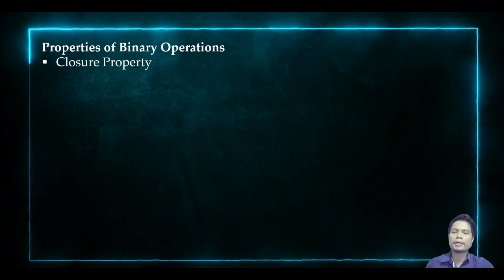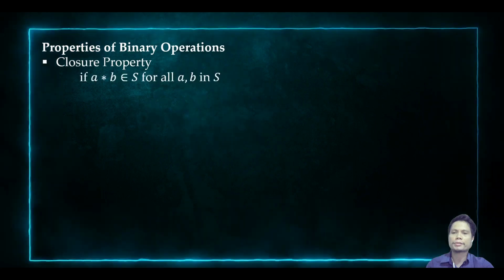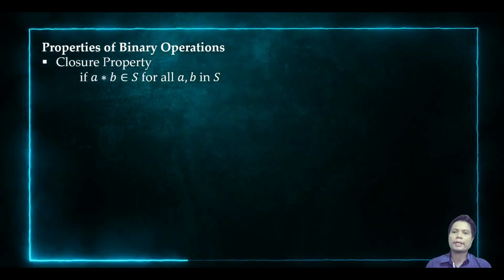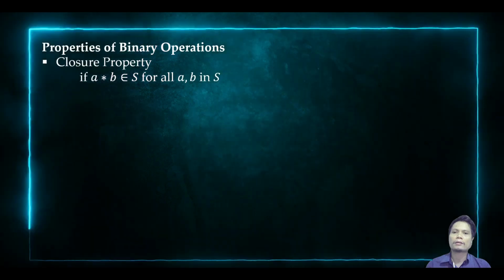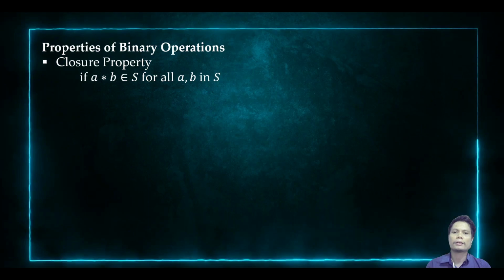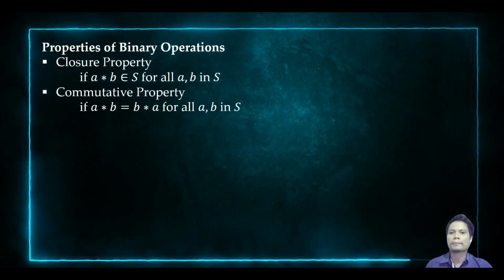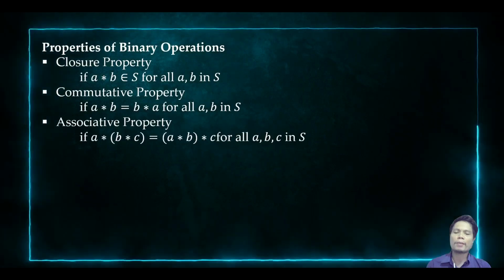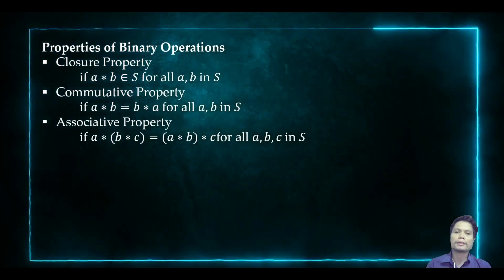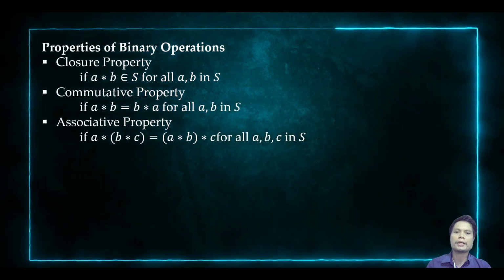So here are the properties of binary operations. Closure property: if a binary operation b is an element of S for all a, b in S. Commutative property: if a binary operation b is equal to b binary operation a for all a, b in S. Associative property: if a binary operation of the quantity b binary operation c is equal to the quantity a binary operation b binary operation c for all a, b, c in S.